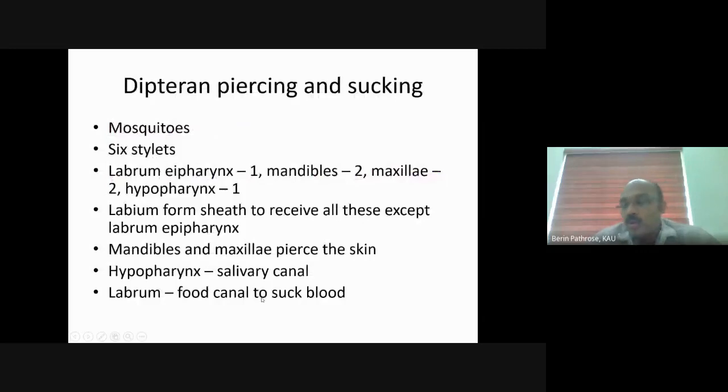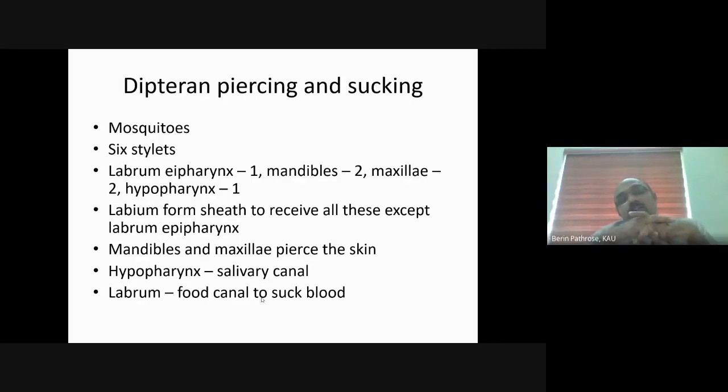Next, we will move on to the dipteran piercing and sucking mouthparts. I told you in piercing and sucking we have two types, bugs and mosquito. The bug we call as hemipteran type, and the second one is dipteran piercing and sucking. Dipteran piercing and sucking is seen in mosquitoes.